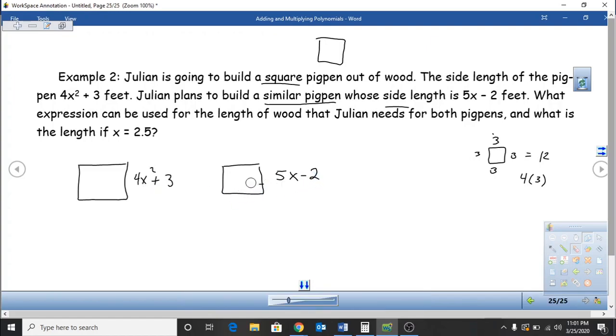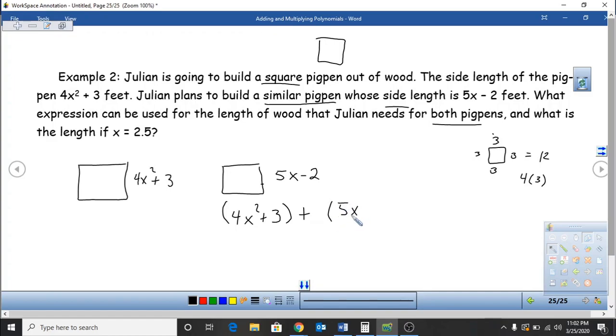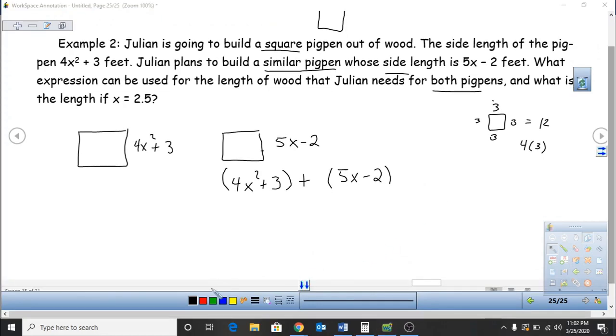What I'm going to do first is take this expression and add it to this expression, because either way, I'm going to need to find the length for both pig pens, so shouldn't I just add the sides already? So I'm going to add the 2 expressions. I'm going to take 4x squared plus 3, put that in parentheses, and add it to 5x minus 2. I'm going to apply the rules that I already know. Since this is addition, you don't have to change anything. So we have 4x squared plus 3, and then plus 5x minus 2.